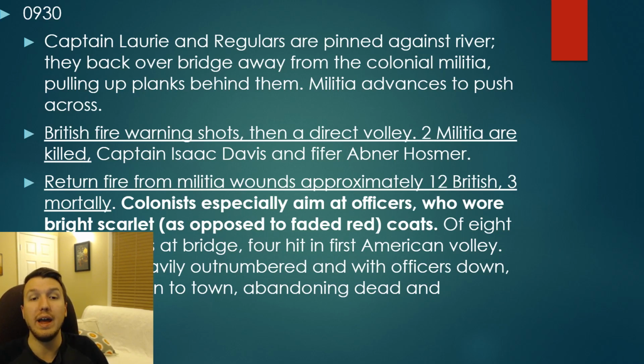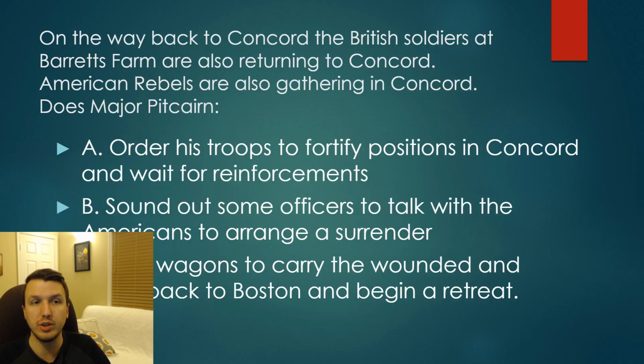The militia, though, wound 12 British soldiers shooting back, and they kill 3 people. The colonists were known for shooting at officers because they wore a brighter red, and out of the 8 officers that were at the bridge, 4 of them were hit instantly. With the officers being hit, that usually causes panic, and the British were forced to retreat from this bridge.